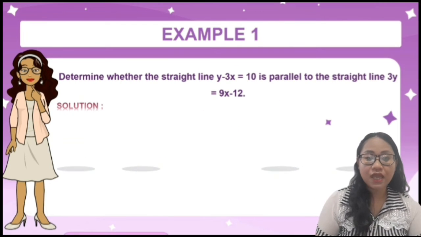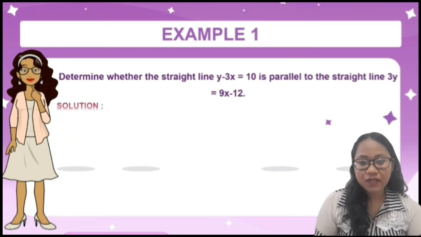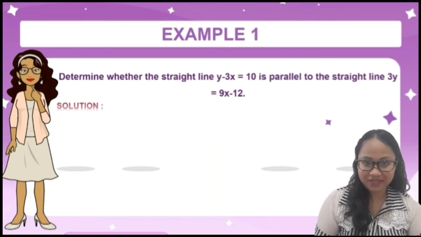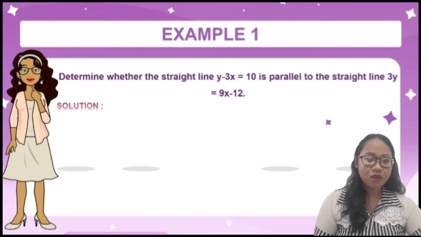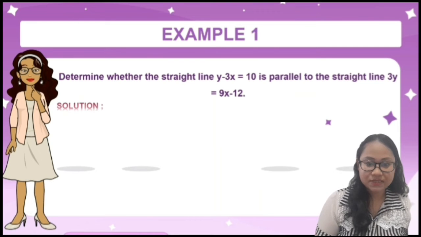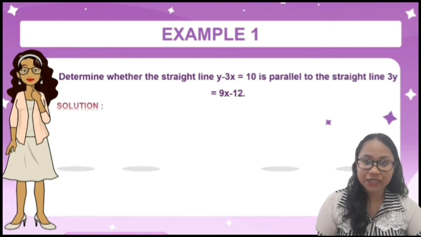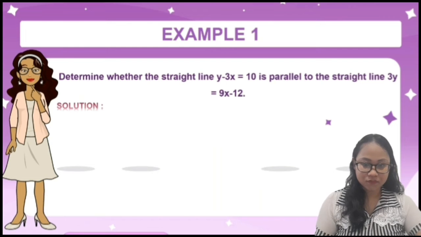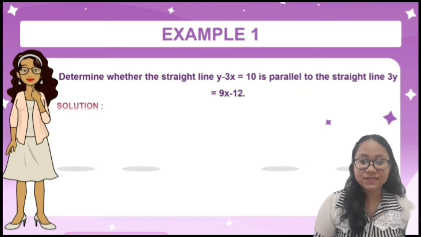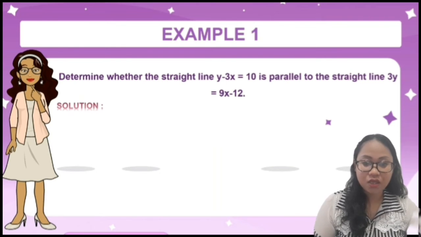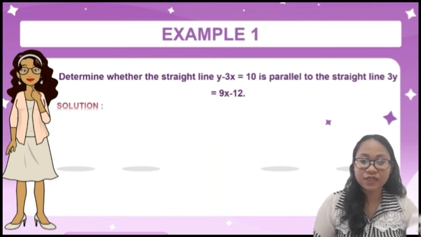I have already explained the theory. Now, let's try to solve the example together. The question is: determine whether the straight line y minus 3x equal to 10 is parallel to the straight line 3y equal to 9x minus 12. Based on the steps that we just learned earlier, the first step that we need to do is rearrange the equation in the form of y equal to mx plus c.